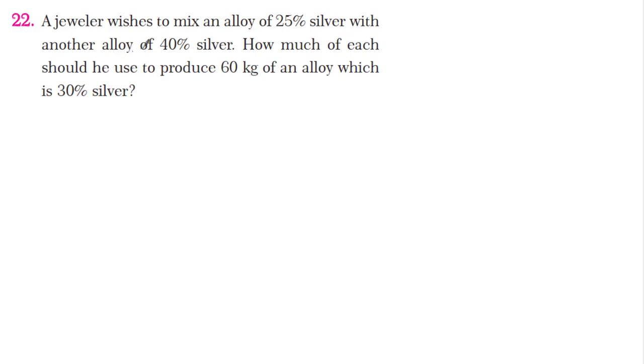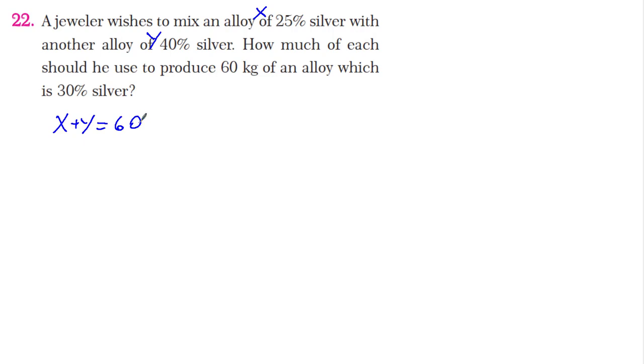A jeweler wishes to mix an alloy of 25% silver with another alloy of 40% silver. How much of each should he use to produce 60 kilograms of an alloy which is 30% silver? Let's say we are mixing x kilograms of the first and y kilograms of the second. Because the total weight should be 60, that means x plus y should be 60.